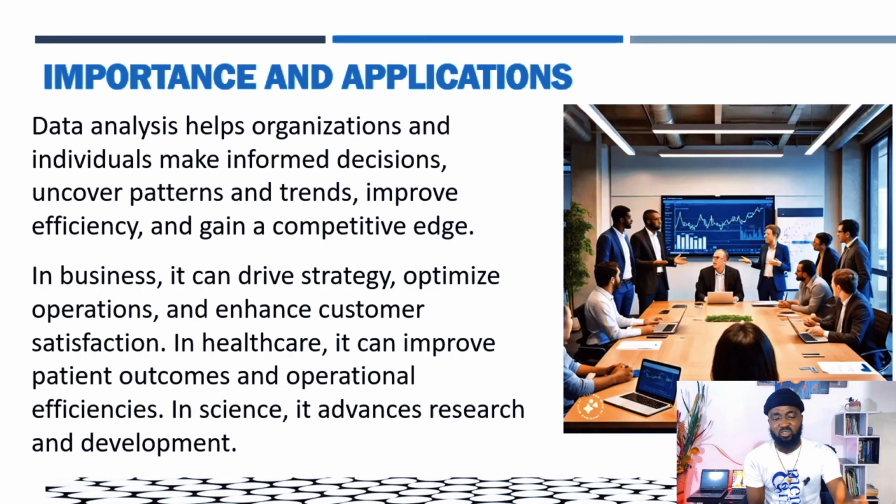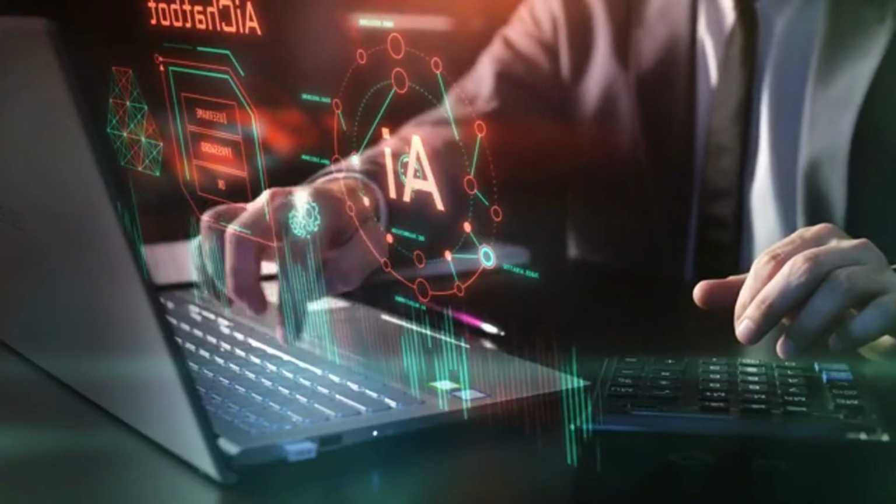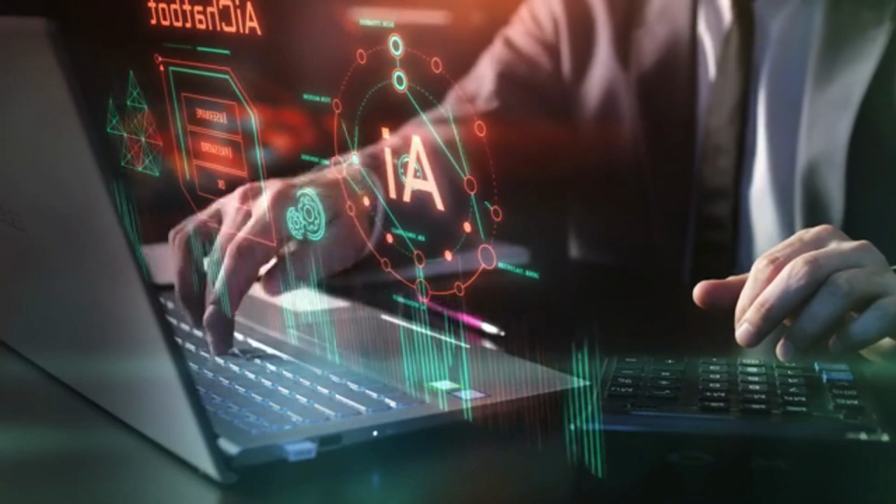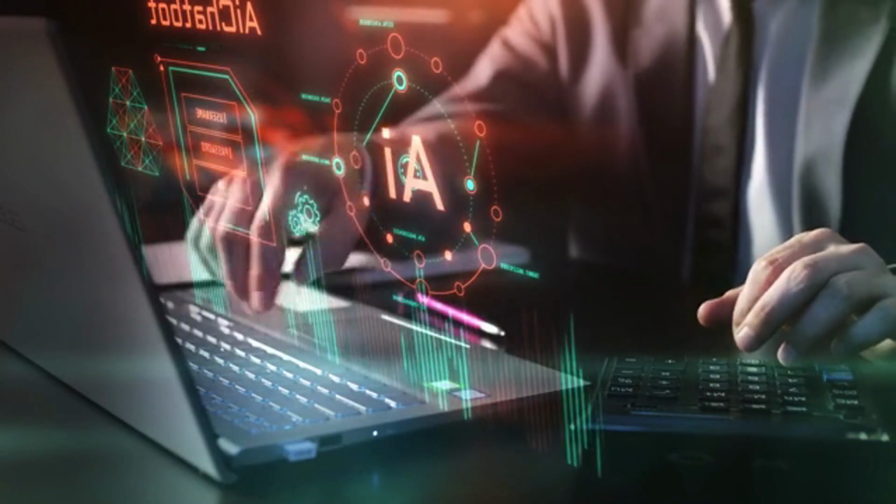In business, it can drive strategy, optimize operations, and enhance customer satisfaction. In healthcare, it can improve patient outcomes and operational efficiencies. In science, it advances research and development. I will tell you that because of the research and also the analysis made, scientists were able to improve the system. I guess this is where AI came in, because they realized that this work could be done better.